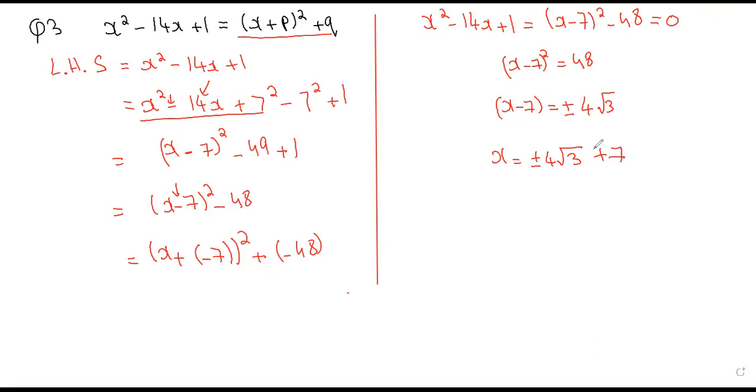And now this certainly is in the form they wanted us to find, right? So it was r plus minus s under root 3. So r is 7 and s is 4, right? So this answer is shown basically. Okay, this was the second part.